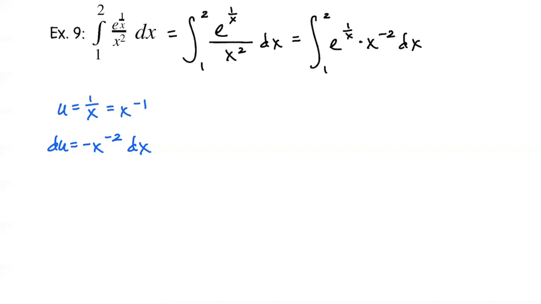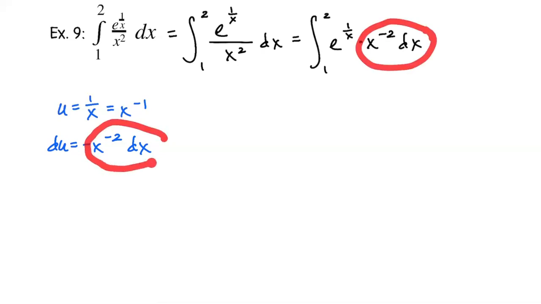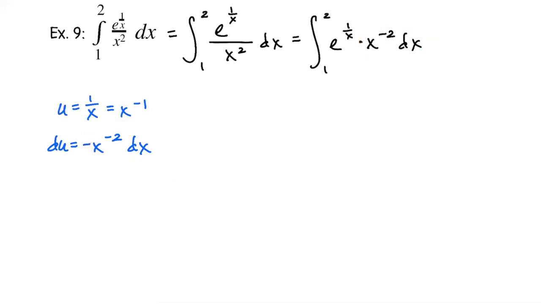So maybe from here, it's a little bit more clear. I have x to the negative 2 dx. I have almost x to the negative 2 dx. Exactly. I can divide that negative away. It's going to allow me to perfectly match that last part of the function.